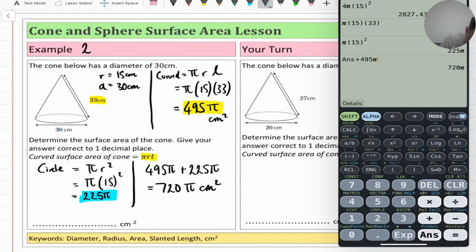But we know that they want it to one decimal place. So change your S to D, and that answer there is going to be 2,261.9 centimetres squared. Brilliant. Super.